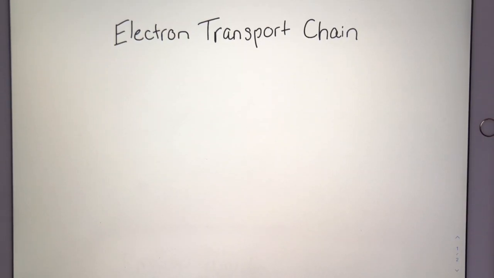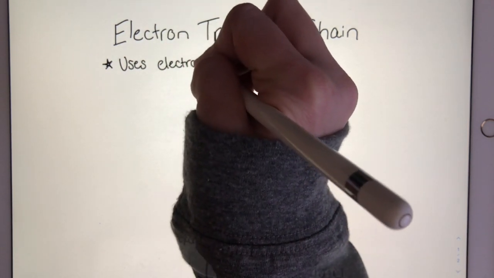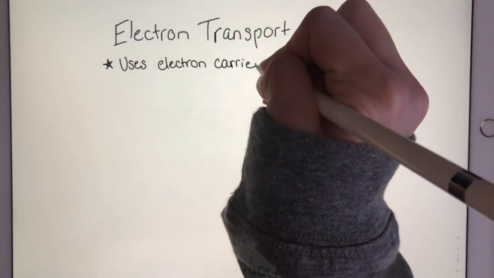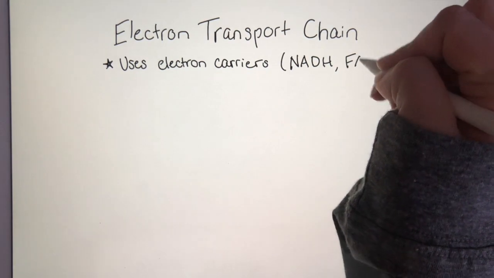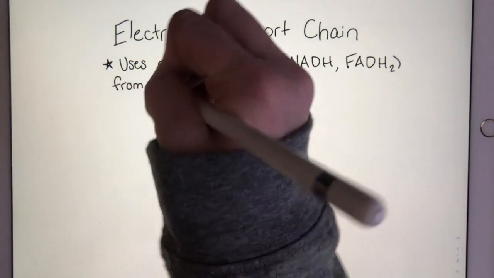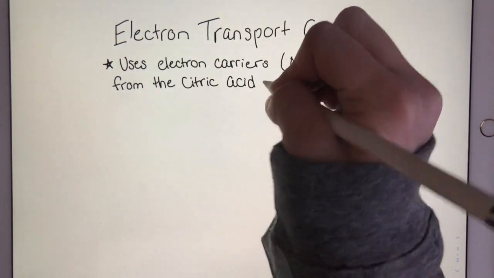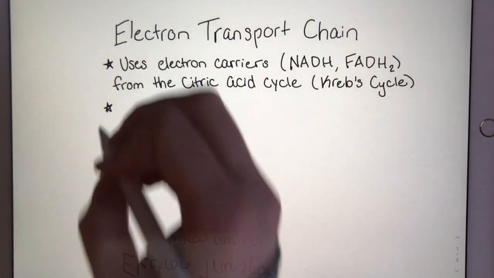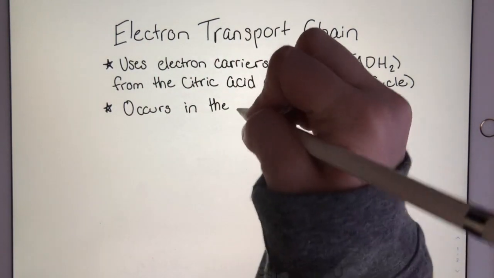In this video, we are going to talk about the last phase of cell respiration, and that is the electron transport chain. The electron transport chain uses electron carriers, and remember those are NADH and FADH2. These come from the citric acid cycle, which we talked about in the previous video. And again, you may have heard the citric acid cycle called the Krebs cycle. The other thing that we need to know is that this process is occurring in the membranes of the cristae.